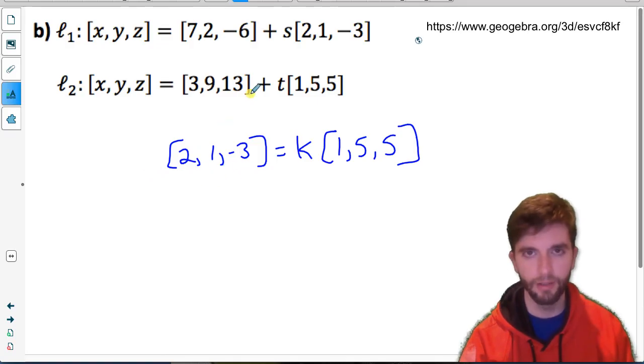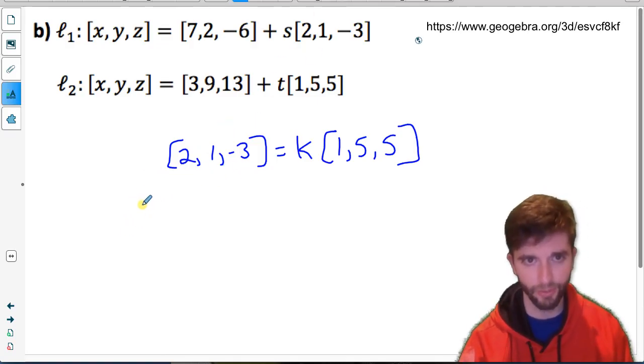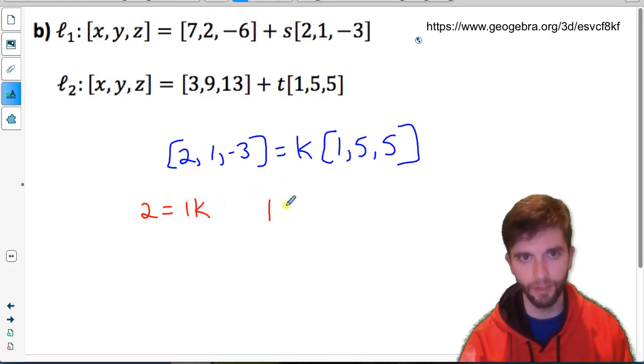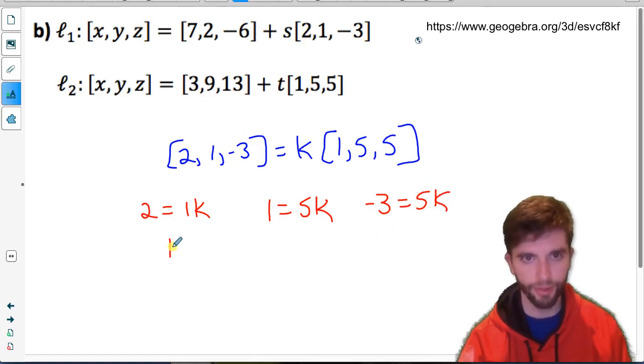But anyways, if you weren't sure, you could set yourself up 3 equations, one for the x components, 2 equals 1k, one for the y components, 1 equals 5k, and one for the z components, negative 3 equals 5k, and then solve all 3 of these, and you would get different answers for k.